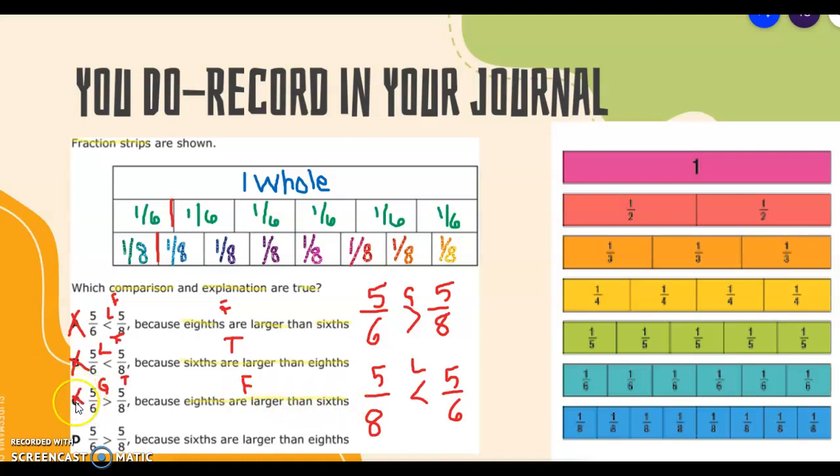So D has to be my answer choice, but I need to know why D is my answer choice. So it says that 5/6 is greater than 5/8. That's true because 6ths are larger than 8ths. That is also true. So since I have two truths, I have my expression is correct and I have my equation that's correct and I have my explanation which is also correct. So the answer choice is D.